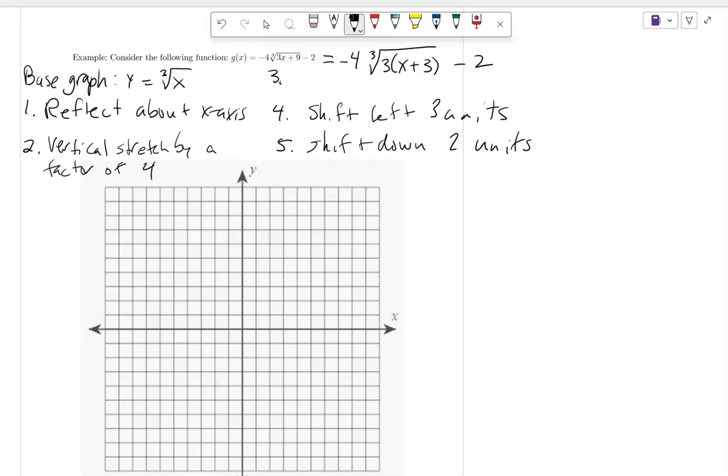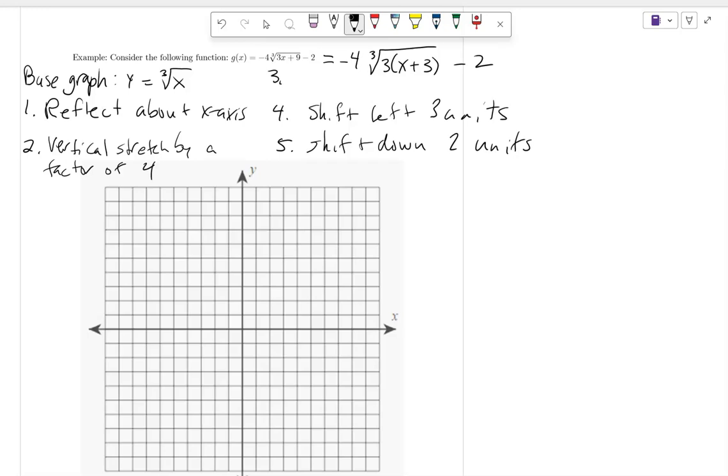All right. So remember when we talked about the shifting, on the inside it does kind of the opposite of what you expect it to do, right? When we subtracted on the inside, it moved it in the positive x direction. When we add on the inside, it goes to the negative x direction. Right? Okay.